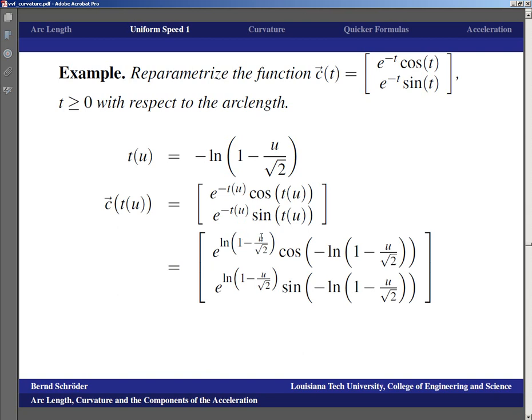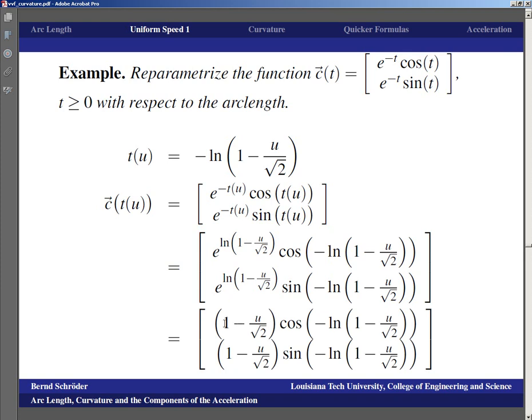So e to the ln of (1 minus u over root 2) times cosine of the negative ln, and e to the ln of (1 minus u over root 2) times sine of that negative ln. Exponential and logarithm cancel, so this is 1 minus u over root 2 times the cosine of this big ugly thing, and 1 minus u over root 2 times the sine of this big ugly thing in the y component.